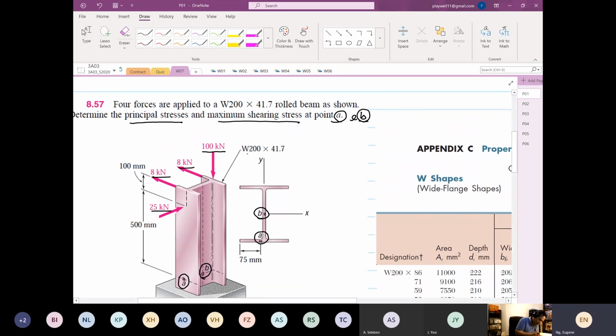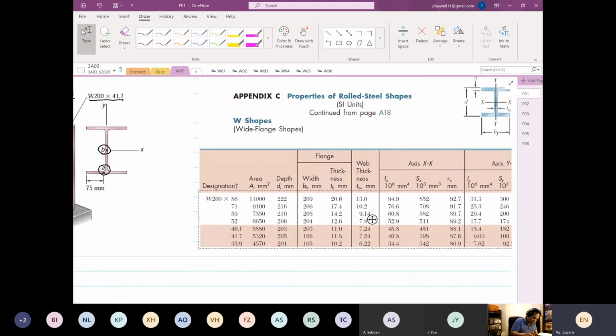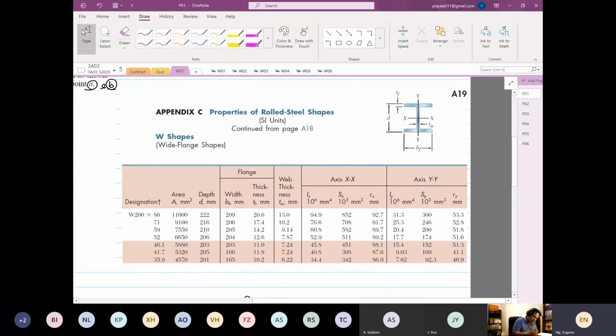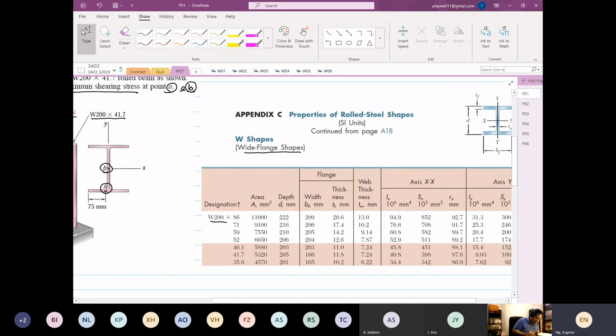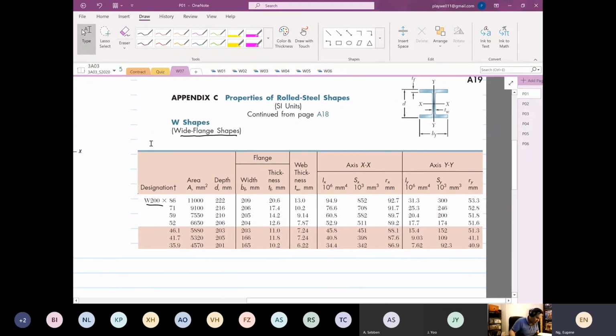What that means is you look at a geometry from the handbook. You can find this in your textbook on the very last few pages, in appendix C. This is known as the wide flange shape, designated by the W. So we are looking at W200 by 41.7, and I'm going to highlight this section. This is the data that we'll be using, this entire data.